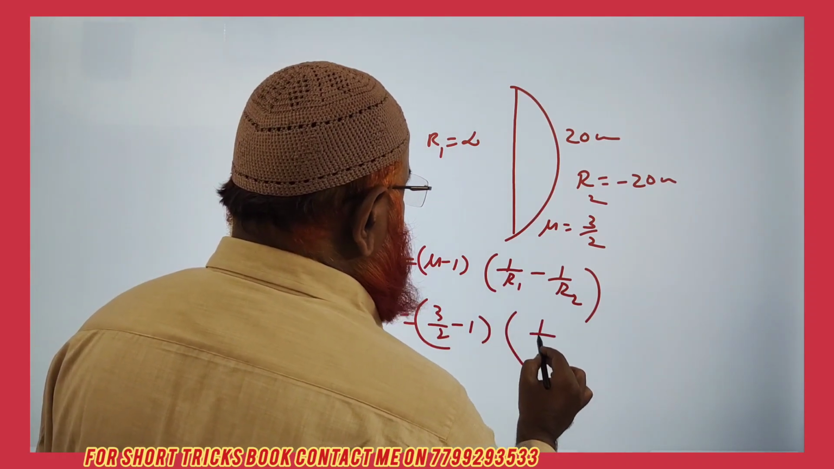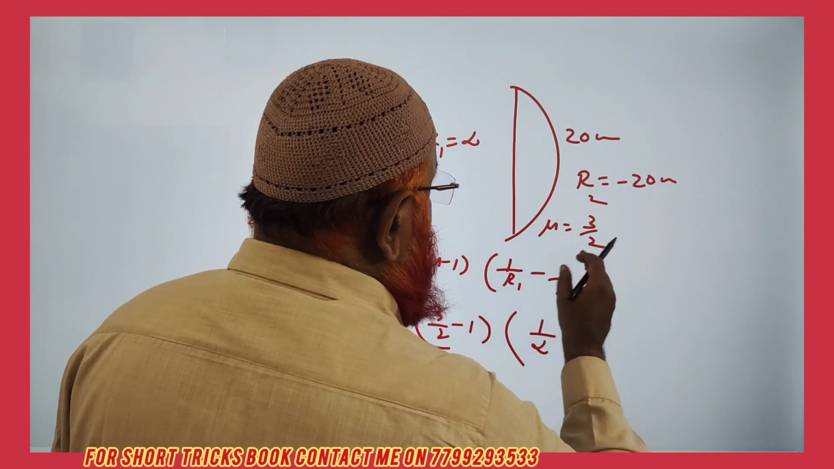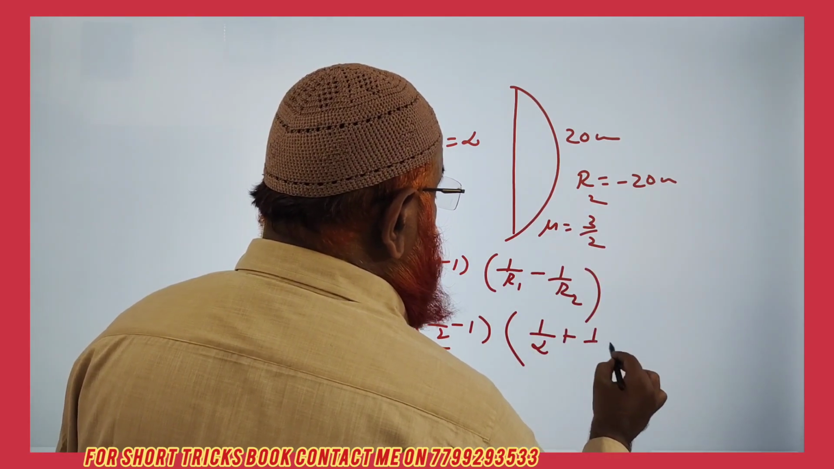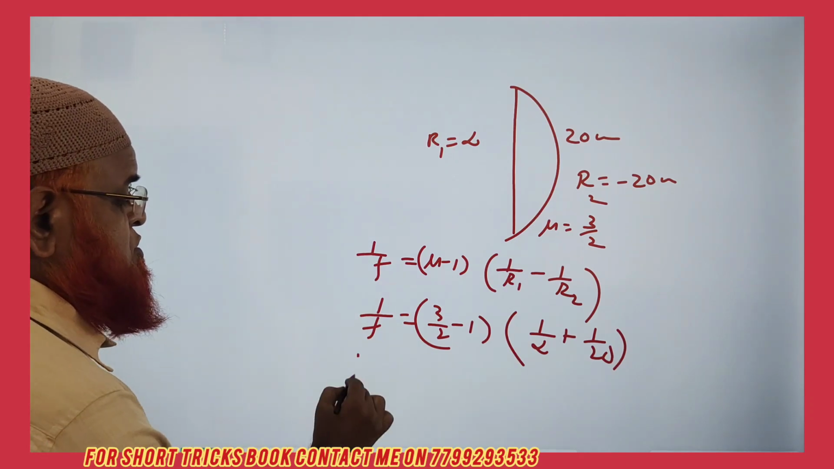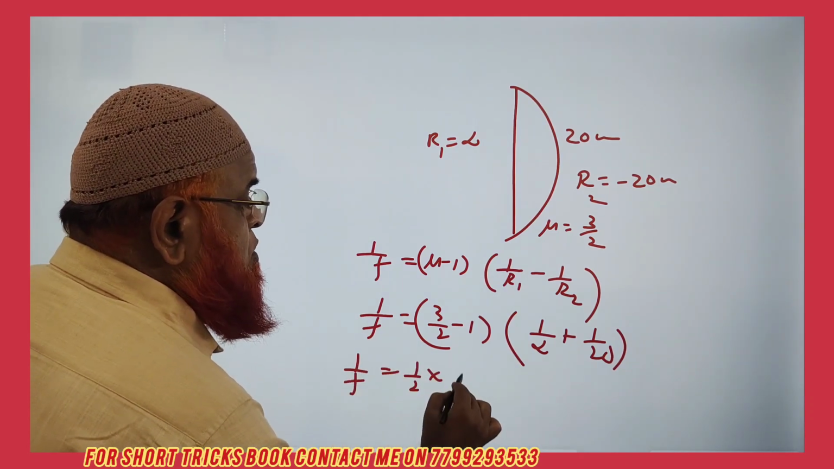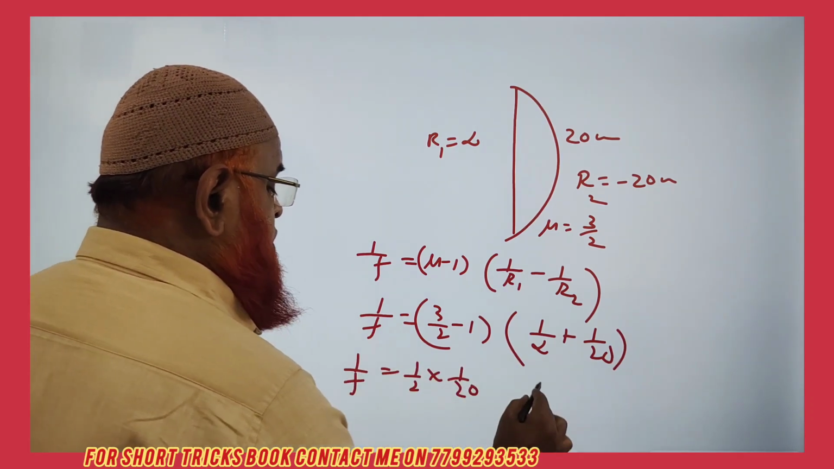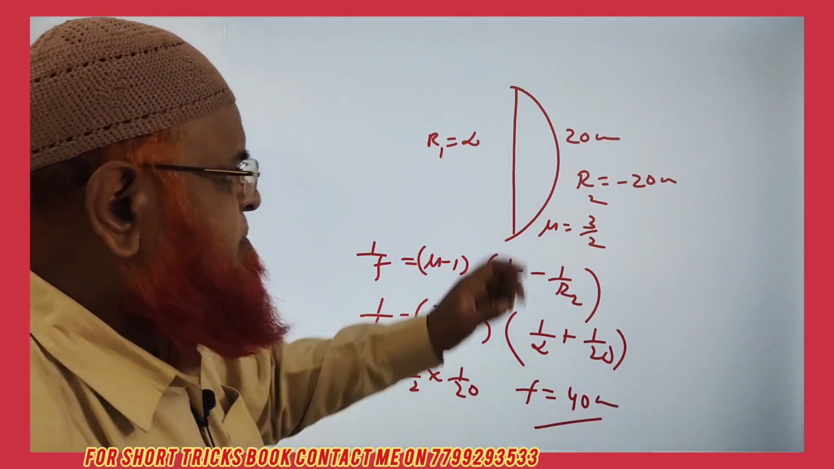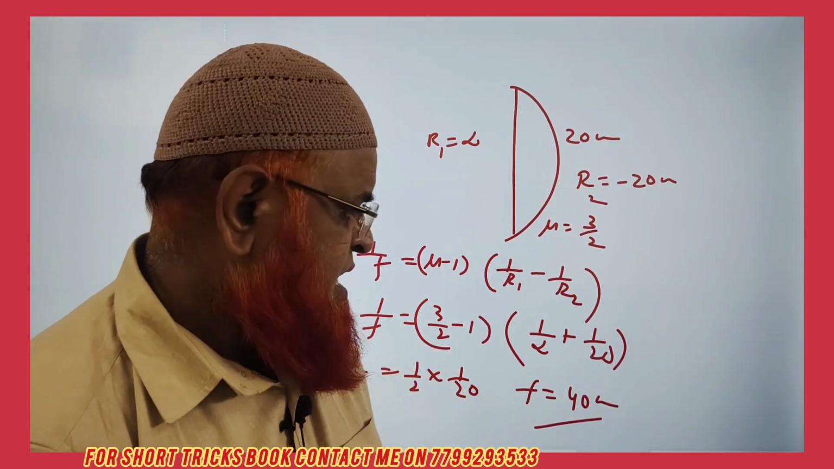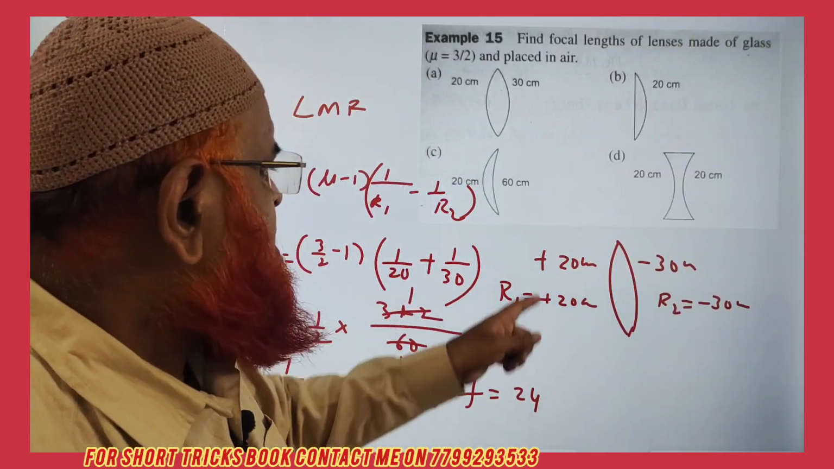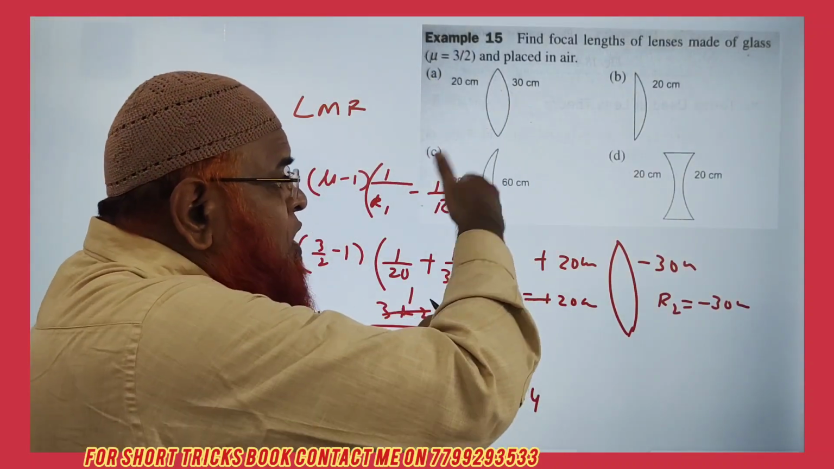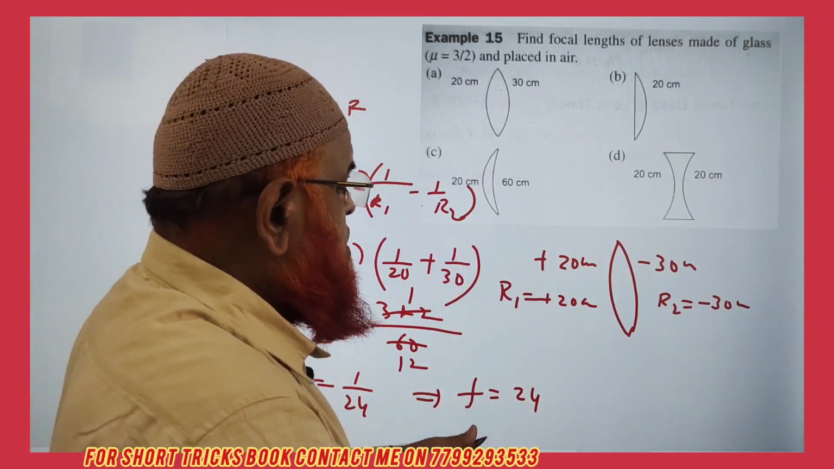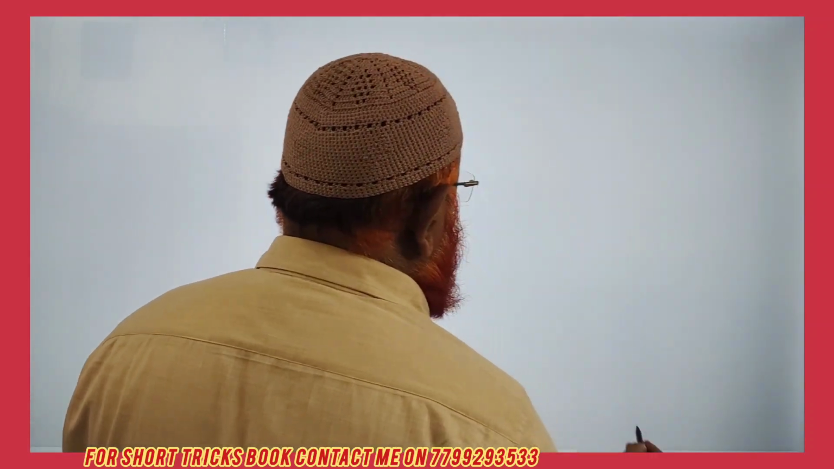1 by R1 is how much? 1 by infinity, minus minus of minus. Minus of minus is plus. So 1 by 20 is left now. So 1 by f is equal to 1 by 2 into 1 by 20. So 2 into 20 is 40. Focal length is 40 centimeters. So the focal length of a plano convex lens is 40. Next, what is left now? This is convexo concave, convex on one side and concave on the other.